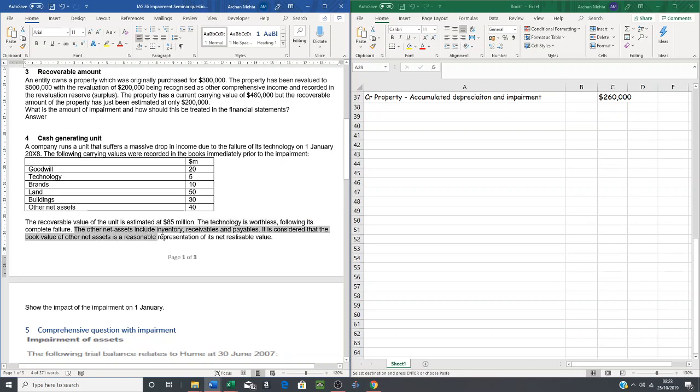The other net assets include inventory, receivables, and payables. It is considered that they are a true representation. This 40,000 is a true representation of the net realizable value. So if they represent the correct net realizable value, no further impairment can be given to them. So after allocating impairment loss to technology and goodwill, if any loss is left, that will have to be allocated amongst brands, land, and buildings. Still, if anything is left, then it will be recognized as a liability. Okay, but we are not going to touch the other assets.